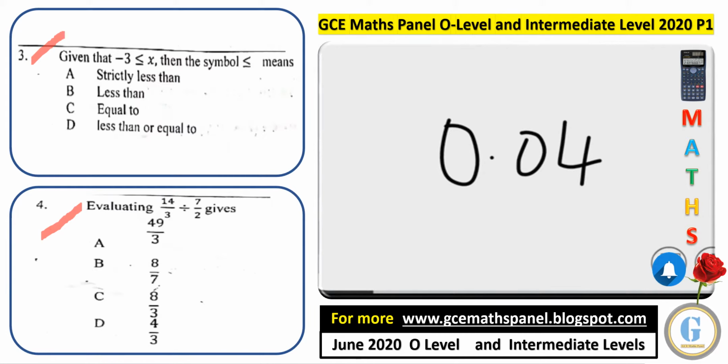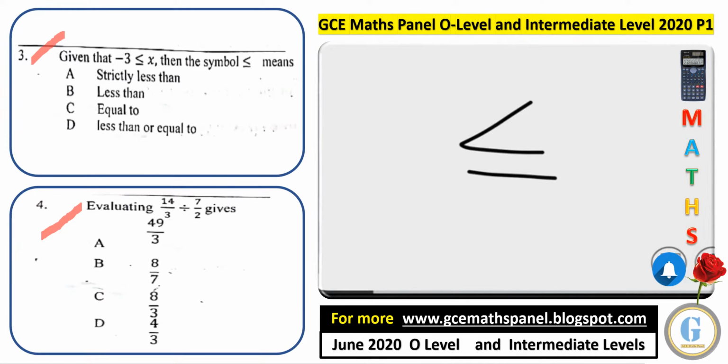Question number 3. Given that minus 3 is less than or equal to x, normally that symbol is the less than or equal to symbol. This is less than or equal to, it points to the left. For greater than or equal to, it normally points to the right.